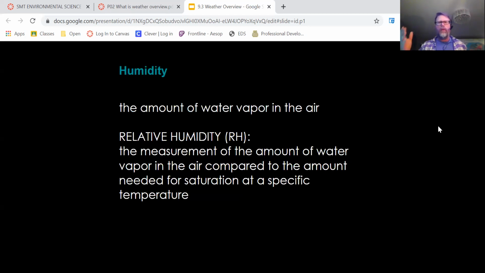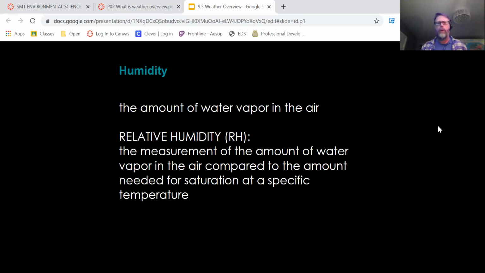Okay, and then the third piece of all this is humidity. Humidity can also affect pressure, and it can affect how we experience temperature, and temperature affects how much humidity can be held in the air.